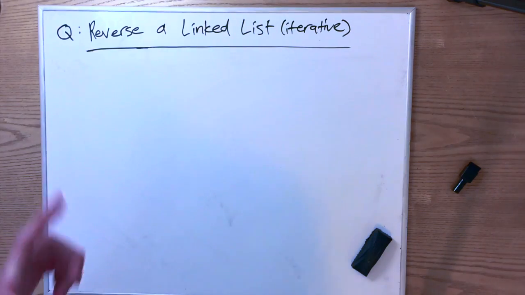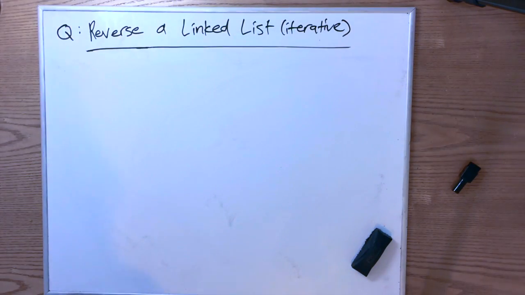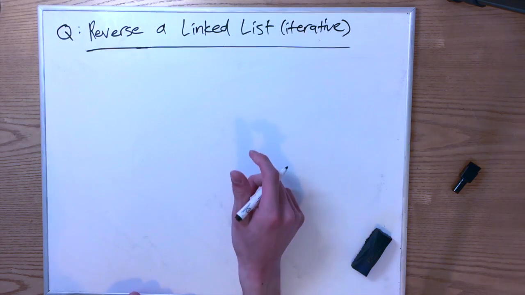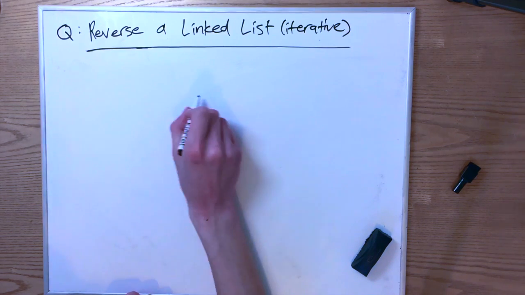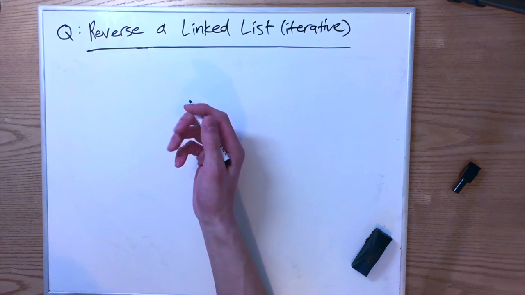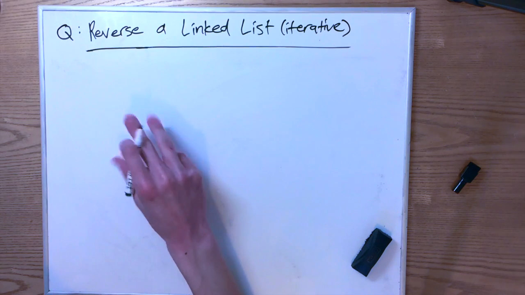Alright folks, let's get into it. Question of the day. Reverse a linked list iteratively. Let's review what a linked list is. Recall that a linked list is just a series of nodes. So for example, let's take a linked list with 3 nodes.